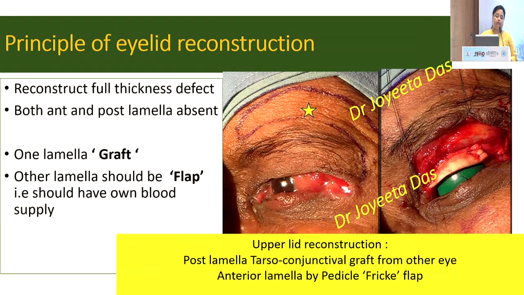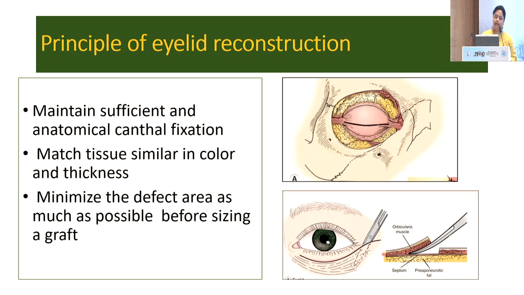The first principle of eyelid reconstruction is, if we are planning reconstruction of a full thickness lid defect, that is, both anterior and posterior lamella are absent, then if we use a graft for one lamella, the other lamella should be a flap, that is, it should have its own blood supply. Here you can see an example: the posterior lamella has been grafted from the other lid's tarsoconjunctiva, and the anterior lamella is formed by a pedicle flap.